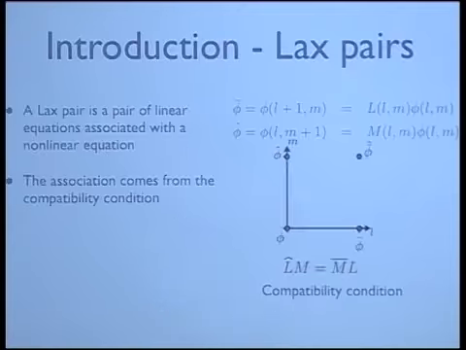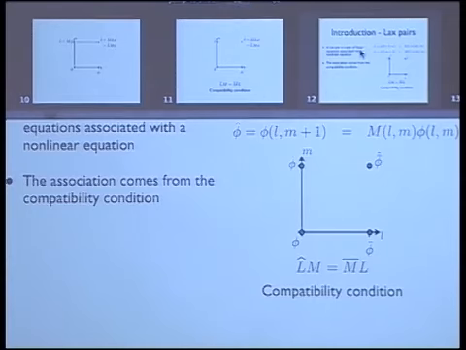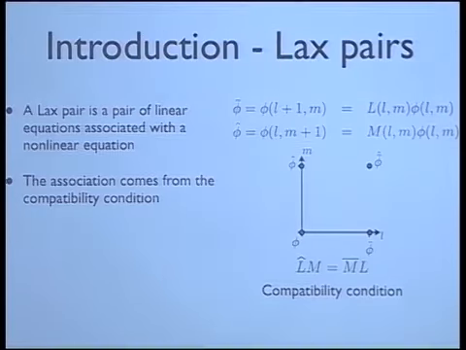Now, to make a bit more sense of that, I'm interested in these linear problems where phi is a two-component vector. So L and M are 2 by 2 matrices.